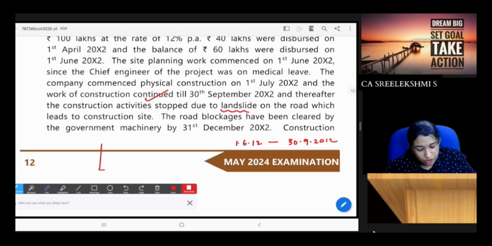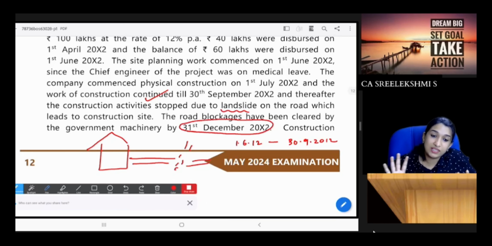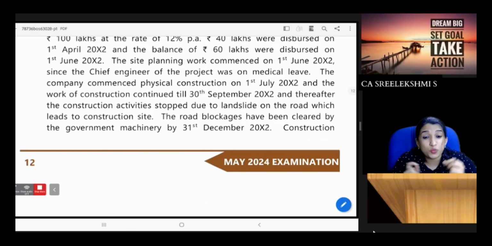Okay, this is our construction site and there is a road. There was a landslide on the road. It's a natural calamity, and the road blockages have been cleared by the government only. For 30th September to 31st December, the work activity during the extended period has been interrupted due to unavoidable reasons. So here they are telling it's a natural calamity. Generally, we treat natural calamity as an unavoidable reason. So the question is, can you suspend capitalization from 30th September to 31st December?